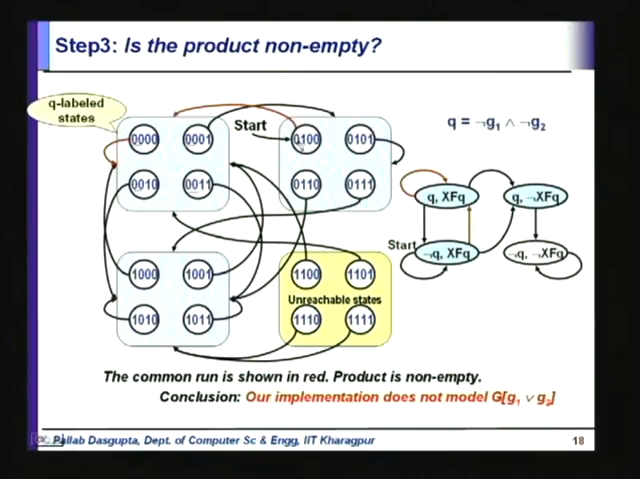So therefore our original property which says that always G1 or G2 should be high does not hold. So it has found out the counter example trace.